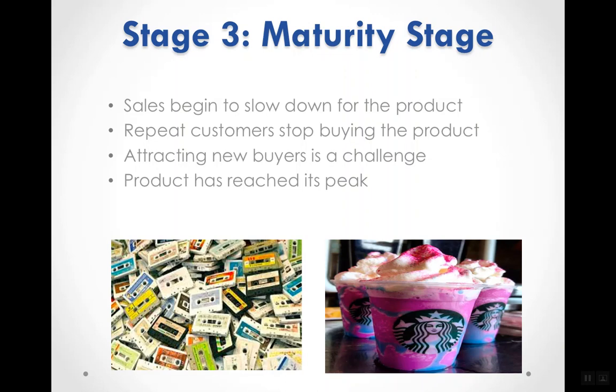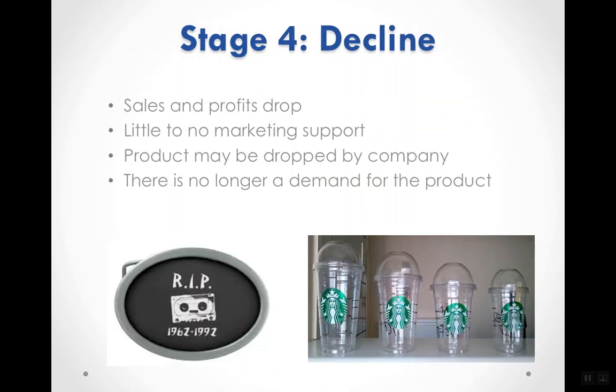Here you can take the example of CDs or cassettes. Nowadays, we are using Bluetooth, we are using smartphones. So, this is a maturity stage. For tape recorders, radios, CDs, there are no more improvements and there is huge competition for this kind of product. Let's move to the fourth stage, which is the decline stage.